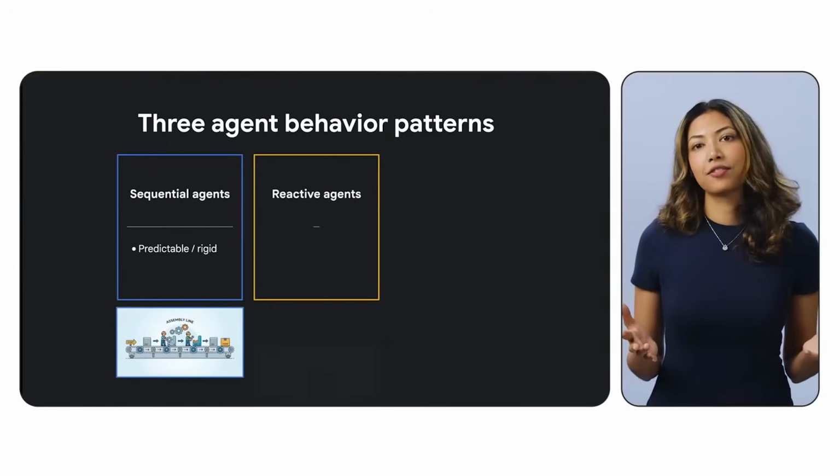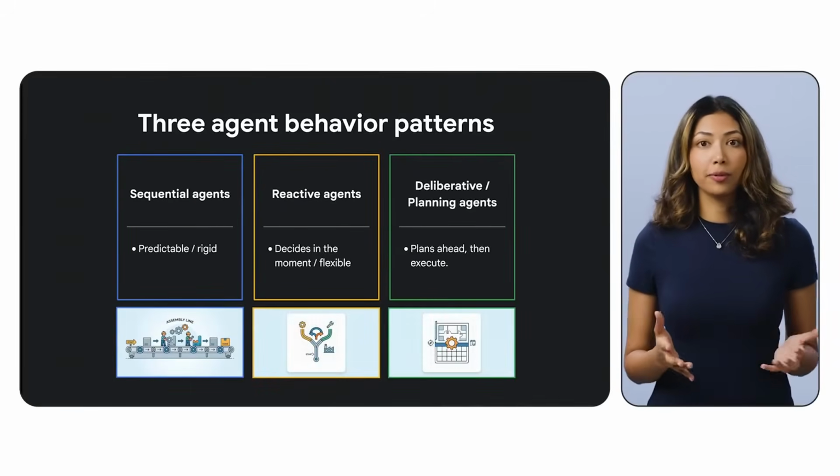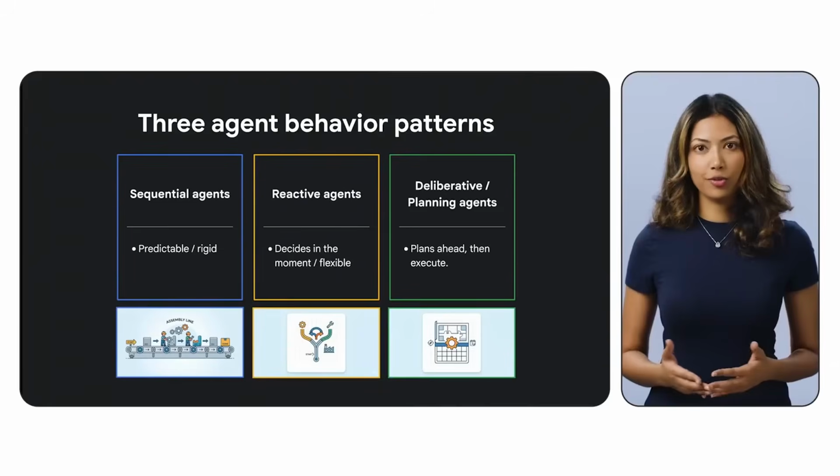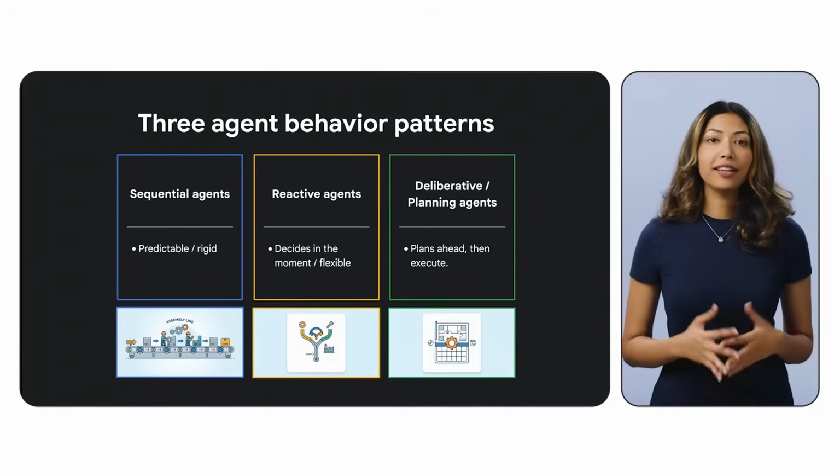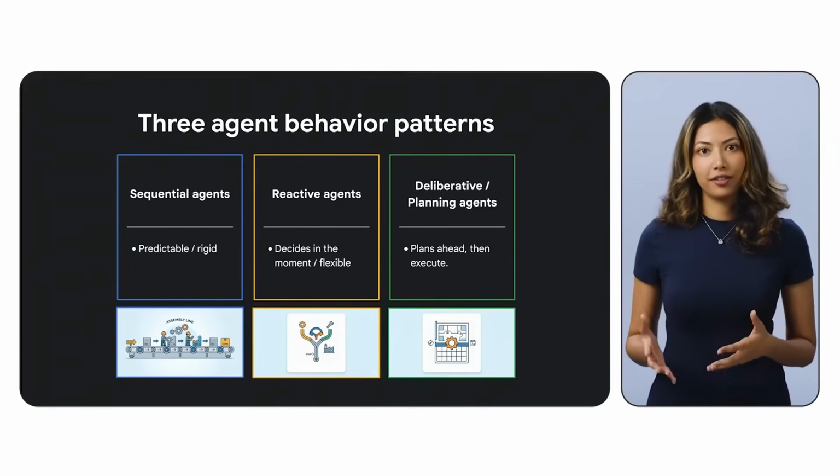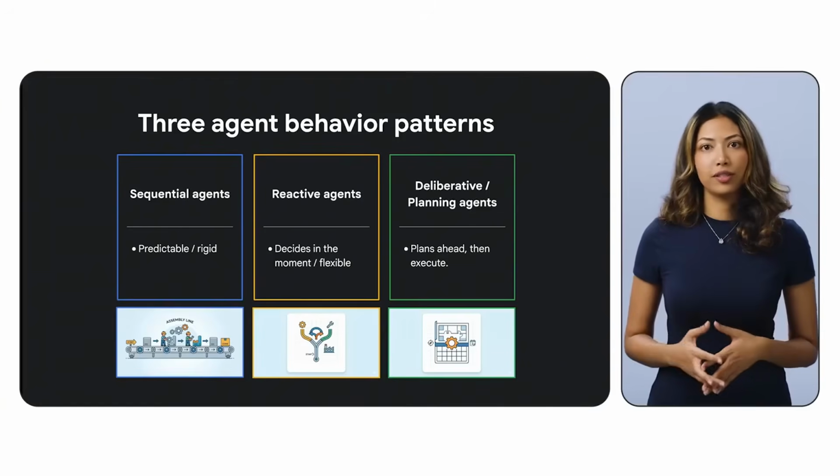So which of these is the right one for you? It depends on the problem. For simple, predictable flows, sequential is fine. For dynamic problems, reactive works better. And for multi-step goals with dependencies, you want planning agents. Okay, that's the high-level view. Now let's actually build an agent so you can see these ideas in action.